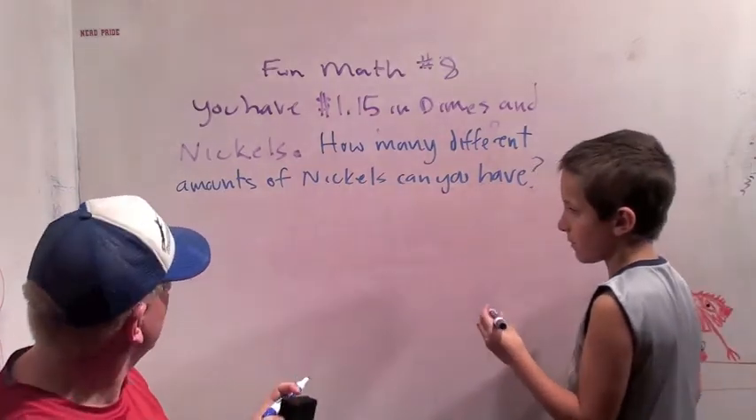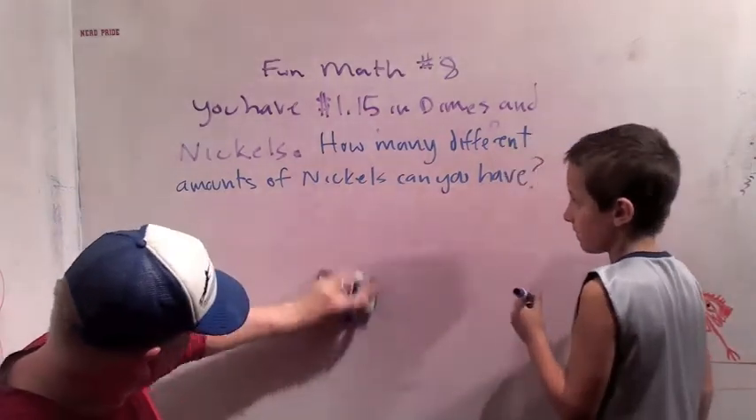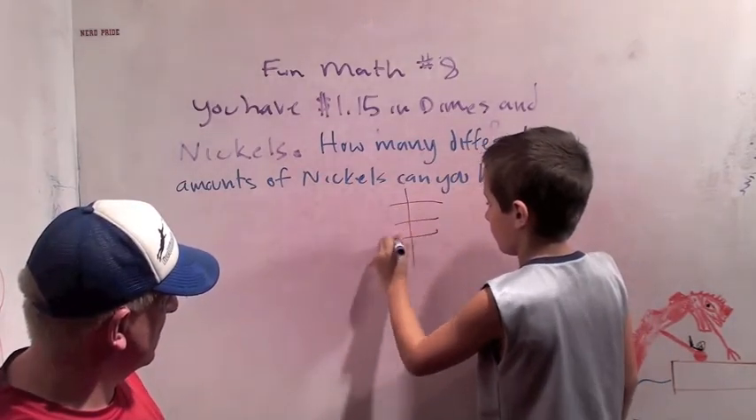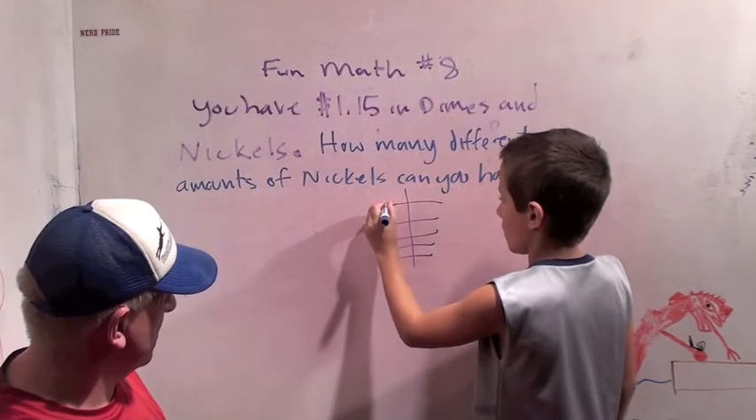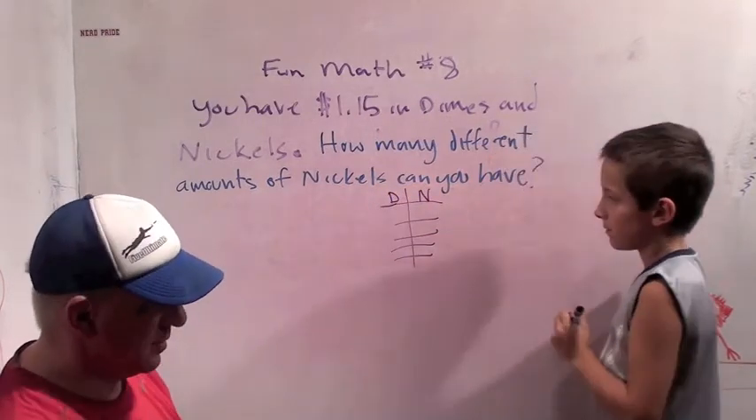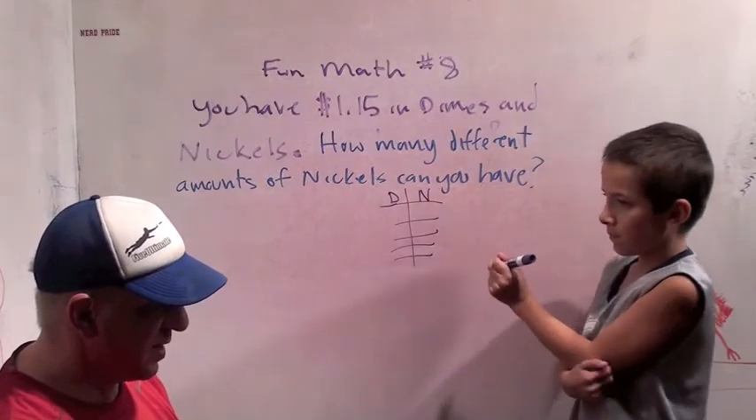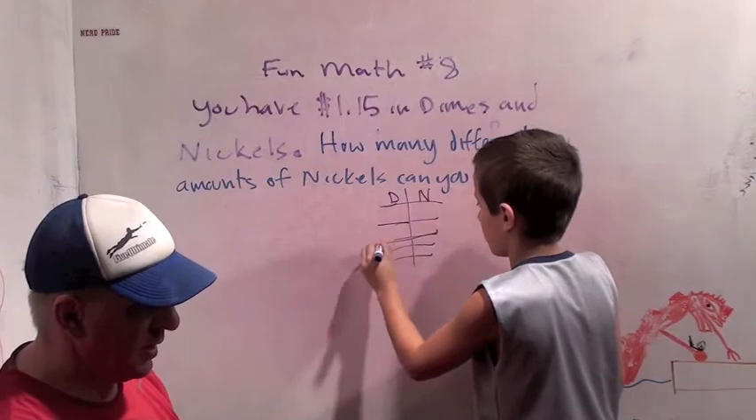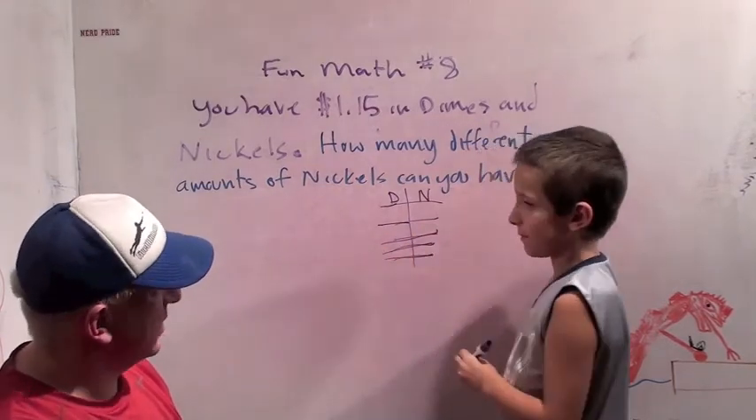Let's make a chart. I'll write D for dimes and N for nickels. What do you want to write in first in your chart? Do you want to count the dimes or the nickels? Let's count the nickels, because that's what they're asking about.